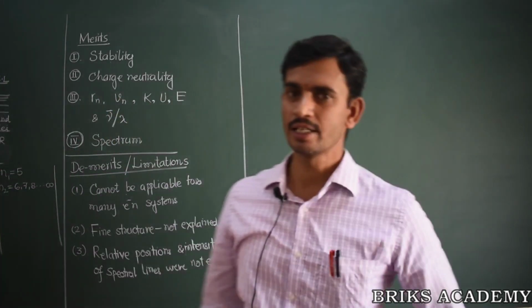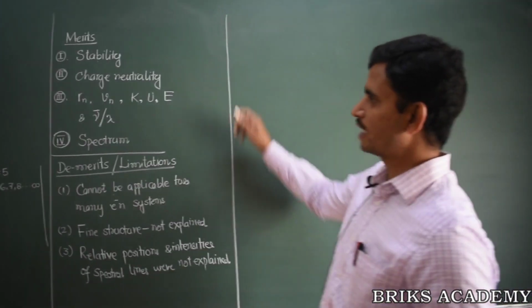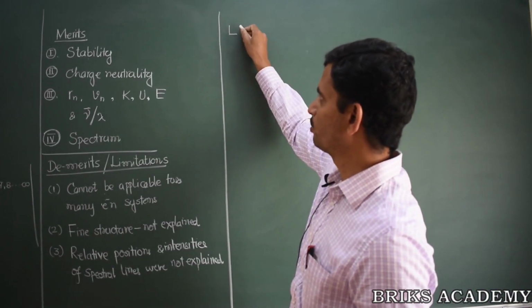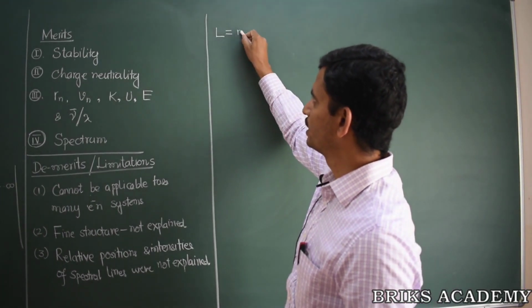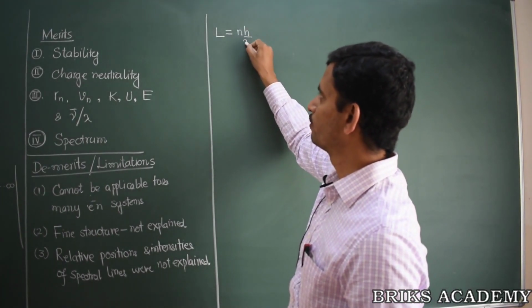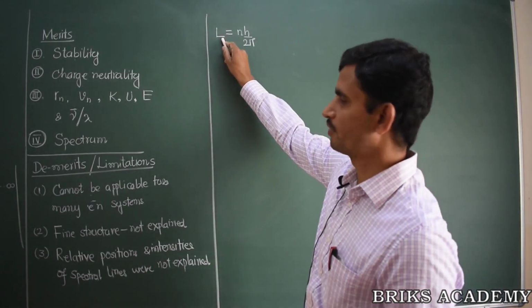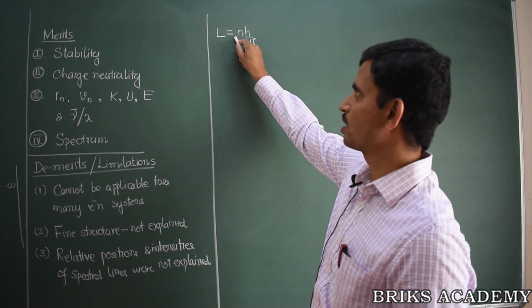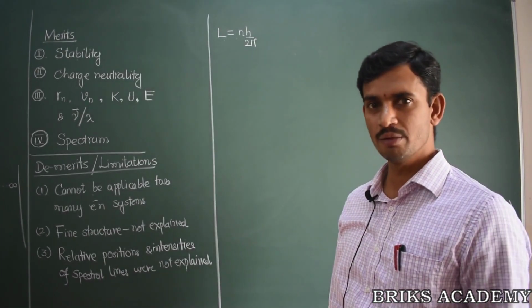In Bohr's postulates, we have seen the angular momentum quantization condition. That's the second postulate of Bohr. What was the second postulate of Bohr? Bohr proposed that the angular momentum is integral multiples of h by 2 pi for an electron in any stationary orbit. That is, the angular momentum of an electron in any nth stationary orbit is equal to integral multiples of h by 2 pi. We often call this the puzzling postulate of Bohr.